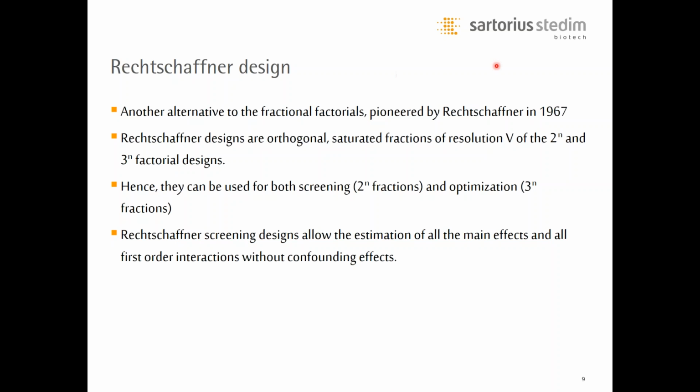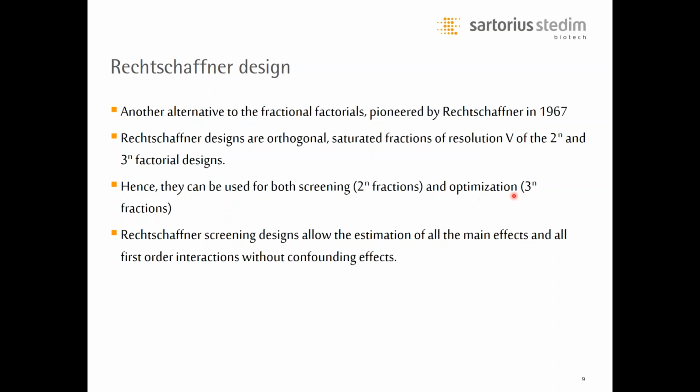Another alternative to the fractional factorials is the so-called Rechtschaffner design family that was introduced in 1967. These are also orthogonal designs. They are of resolution 5. They are fractions of the 2 raised to the power of n and 3 raised to the power of n factorial designs. That means that they can be used both in screening DOE, where we are working with the 2^n fractions, but also in RSM or optimization, where we are looking into the 3^n fractions.